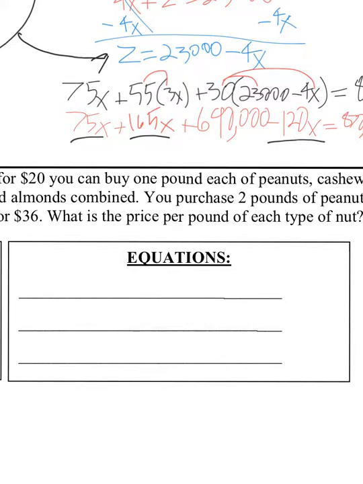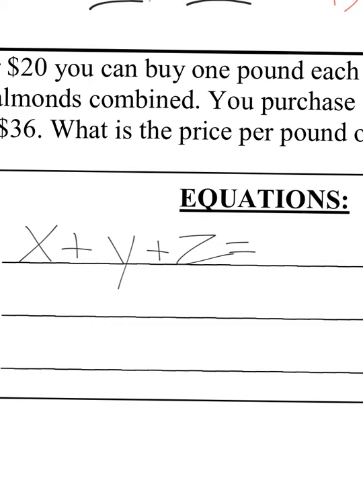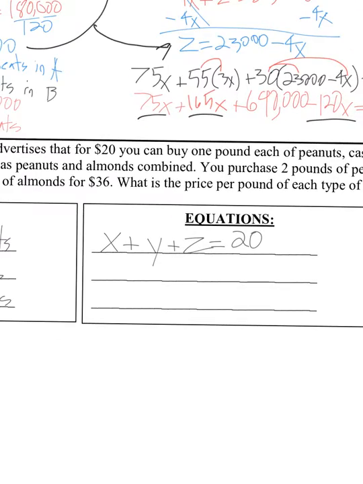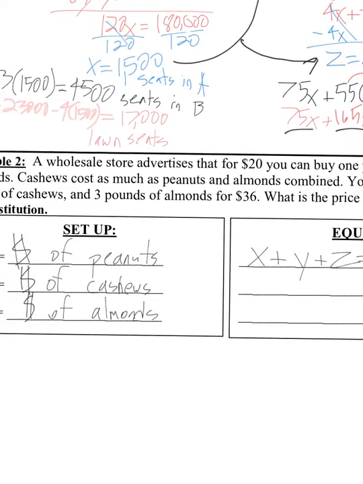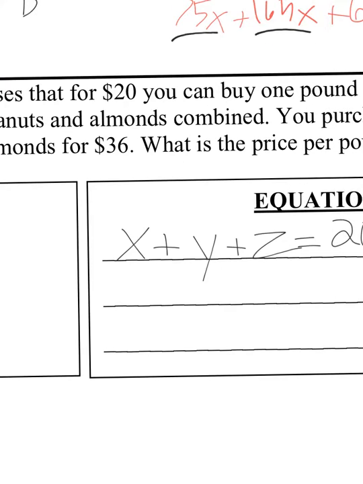That first sentence, $20, you can buy 1 pound each. That's an equation. So 1 pound, 1x plus 1y plus 1z equals $20. All right. And then the next sentence is cashews cost as much as peanuts and almonds combined. So cashews is y. So y, cashews cost, y equals as much as peanuts and almonds combined.